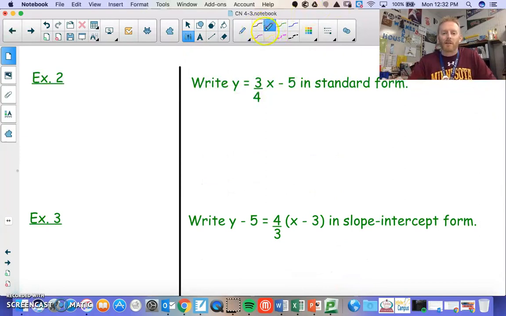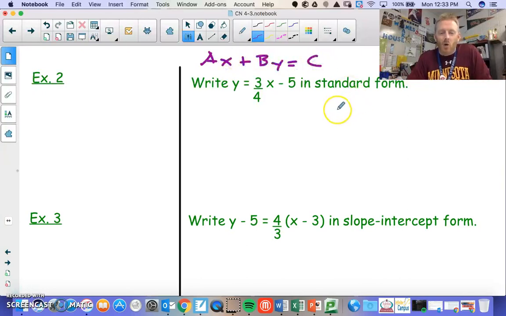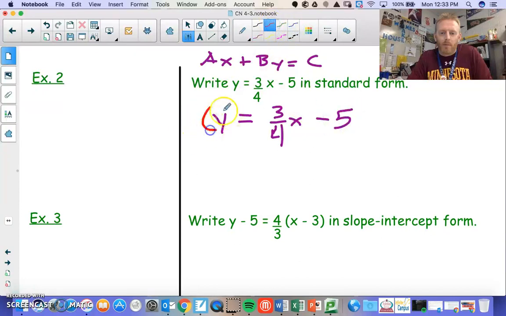The other part of this lesson is being able to change equations into standard form. So if you recall from Chapter 3, standard form, our x has to be a positive number, and it also has to have no fractions. So we have to get rid of this divided by 4 by multiplying everything by 4. So this y is going to get multiplied by a 4. This 3/4 x is going to get multiplied by a 4. And this -5 is going to get multiplied by a 4. So we're going to multiply each piece by a 4 to get rid of the fraction.